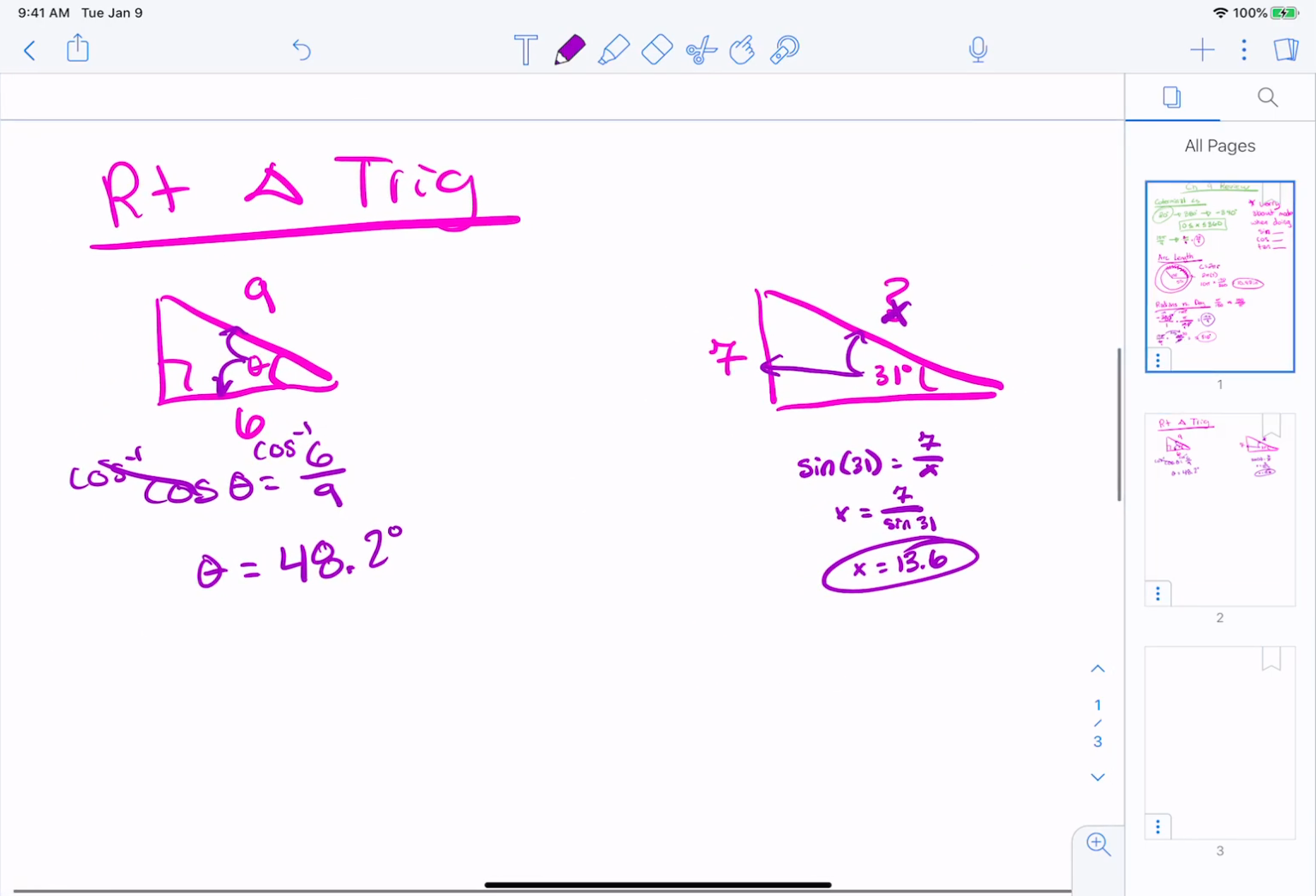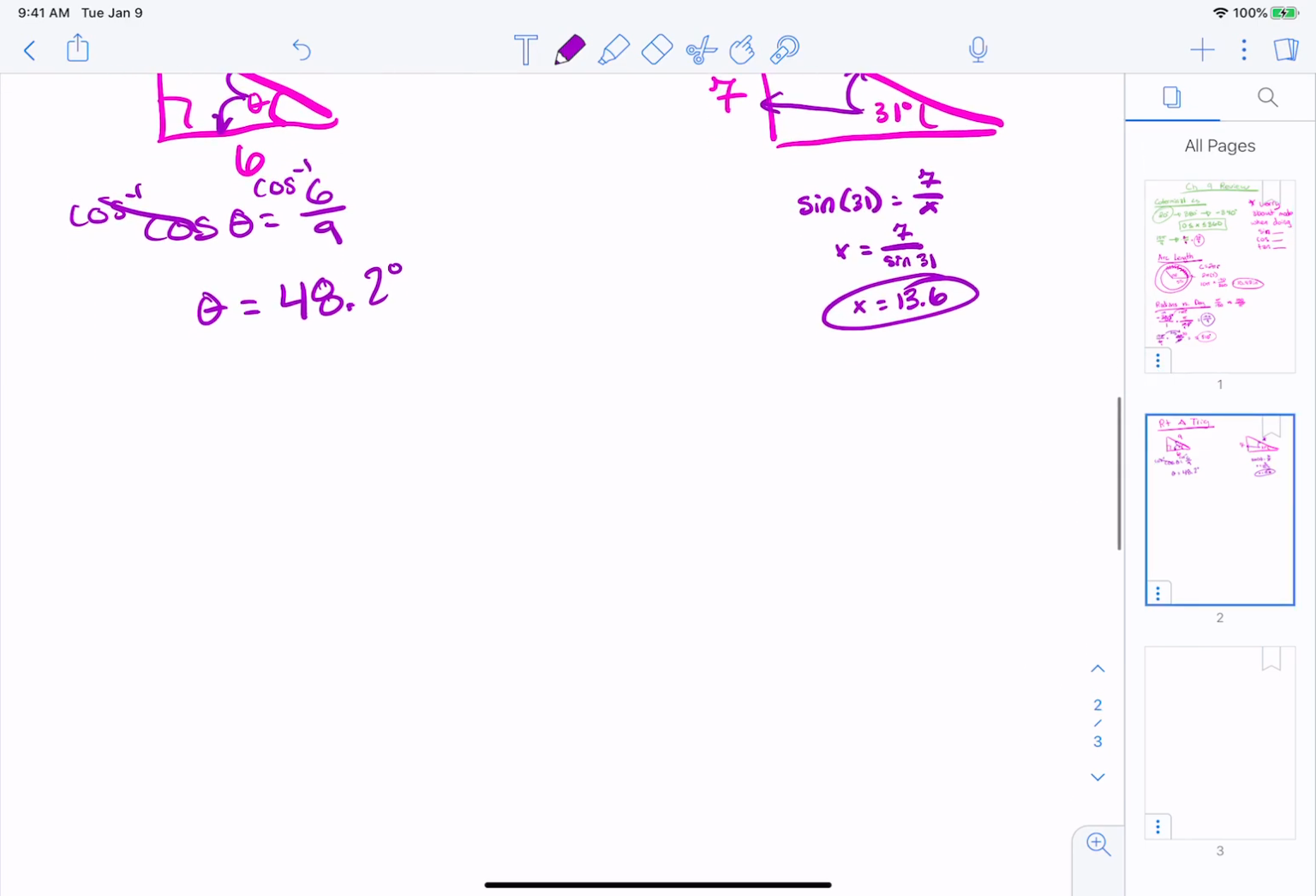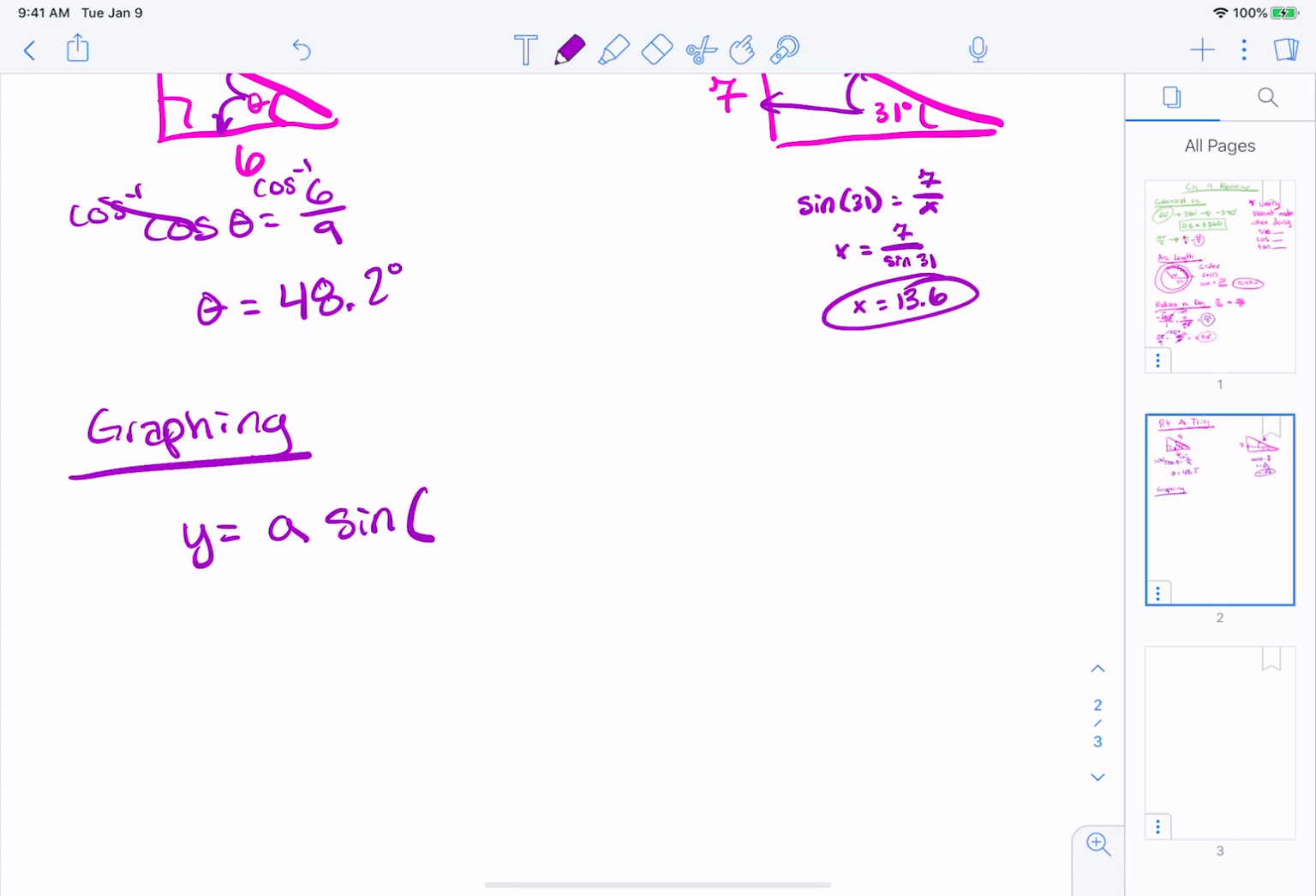Okay, other things, let's talk about graphing trig functions. Graphing. So I'm going to do y equals a sine of bx minus c, plus d. And we'll write out what each one of these things are. And then I'll give you an example. Now this could also be cosine. So we could do sine or cosine.